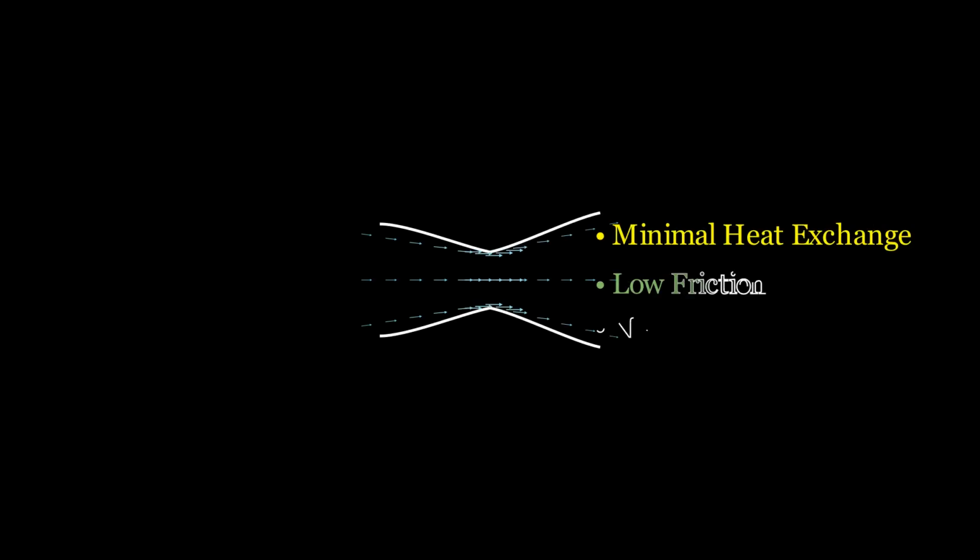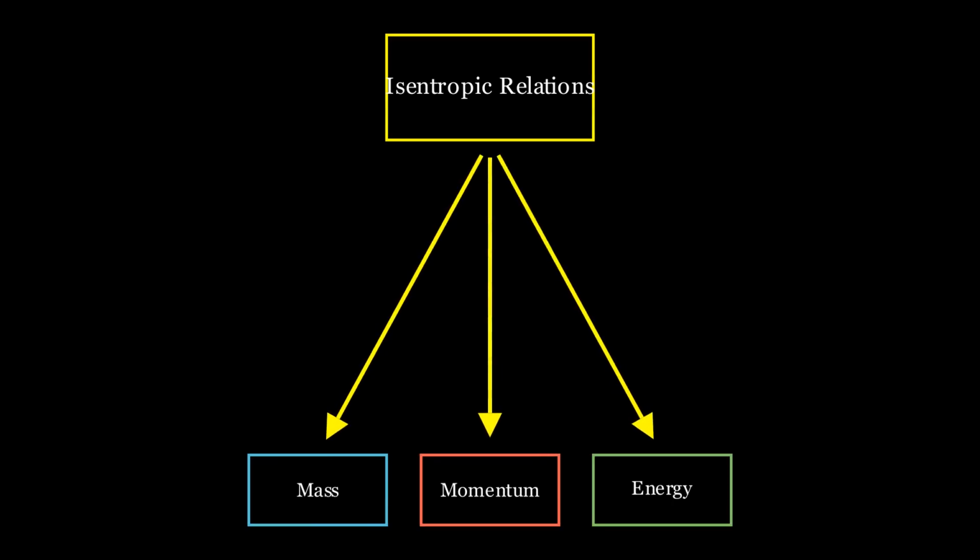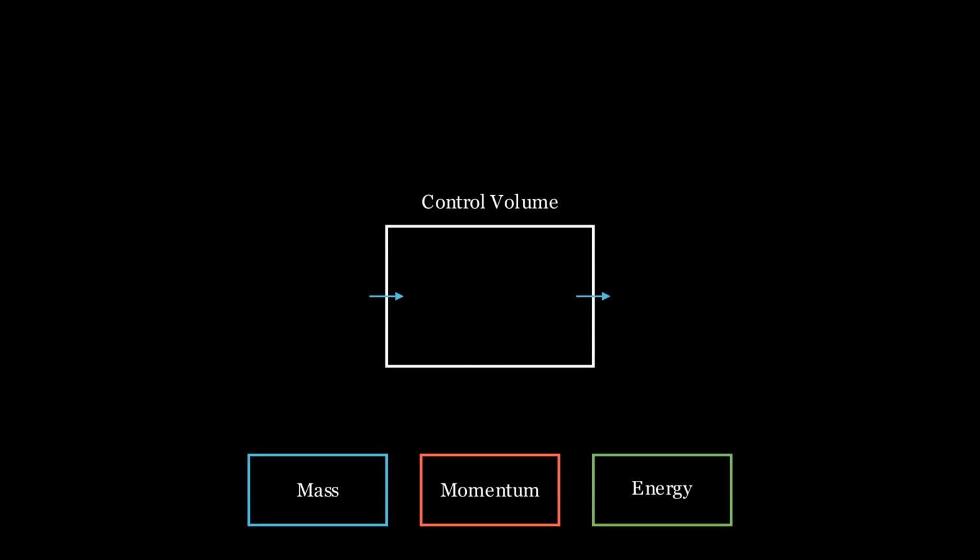In many high-speed flow scenarios, like nozzles or expanding jets, heat exchange with the surroundings is minimal and friction is small. This makes the isentropic assumption remarkably accurate. Now that we've developed the mathematical tools for ideal compressible flows, and we understand how pressure and temperature change in ideal flows, let's look at the bigger picture. These changes don't happen randomly, they're governed by some fundamental laws that apply to all fluid flows, whether they're isentropic or not.